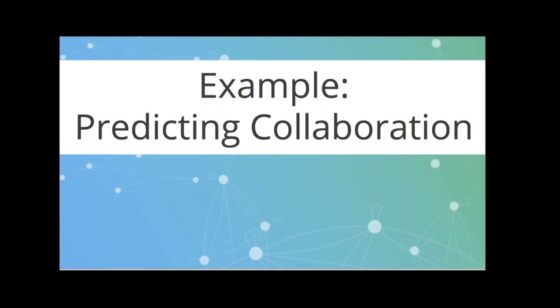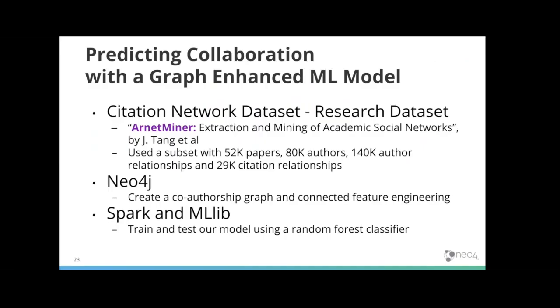Okay, so jumping into one particular example that we've used with this: predicting academic collaborations. Our use case here is taking a citation network data set from Arvin Minor, and we pulled in some data from there, where basically it has 52,000 papers, 80,000 authors, 140,000 relationships between those authors, and then 29,000 citation relationships. So quite a bit of data there.